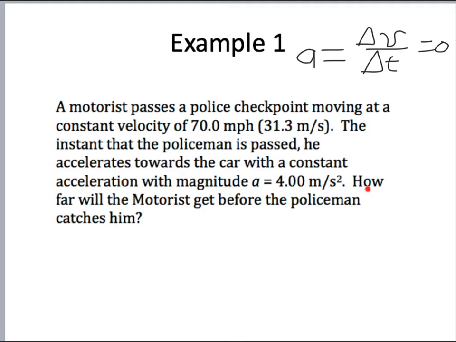Now, the problem is asking, given these starting conditions, how far will the motorist get before the policeman catches up? So we've got this motorist moving along at a constant velocity. When they pass, the policeman starts speeding up, speeding up, speeding up. Eventually the policeman will catch the motorist because the motorist is not speeding up. So the question is, how far, that's going to be a distance, how far will the motorist get?